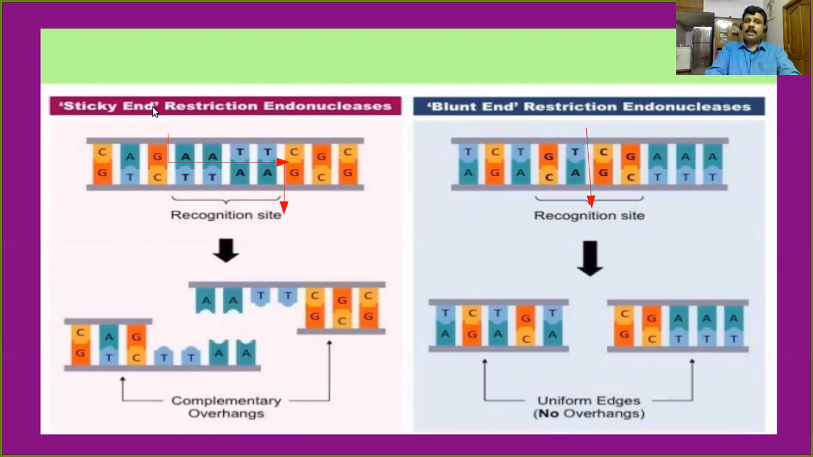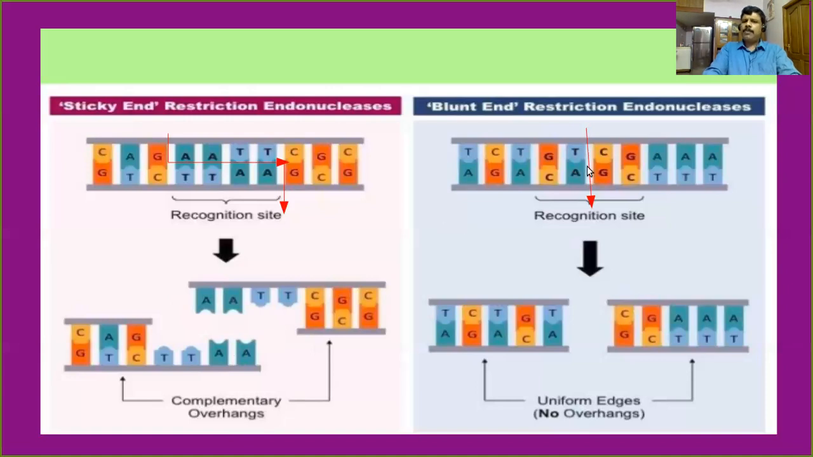As a result of cutting by certain restriction enzymes, they can produce sticky ends. Sticky ends means the ends of the DNA have complementary overhangs. Such ends we call sticky ends. The sticky ends are suitable for recombinant DNA technology.